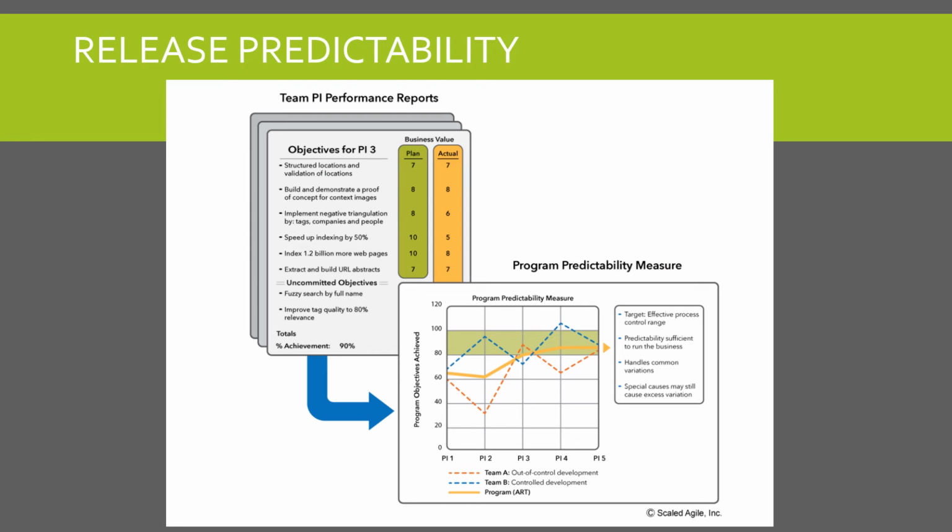Another aspect of product agility or the product backlog is that it helps you identify release predictability. We designed our PI objectives or release objectives and assigned the business value, and we'll see what the actual value is that a team is producing. So we compare planned versus actual and try to measure your program predictability.